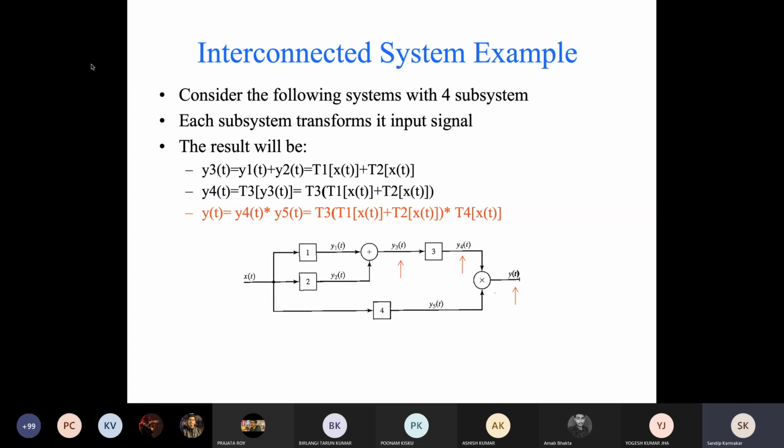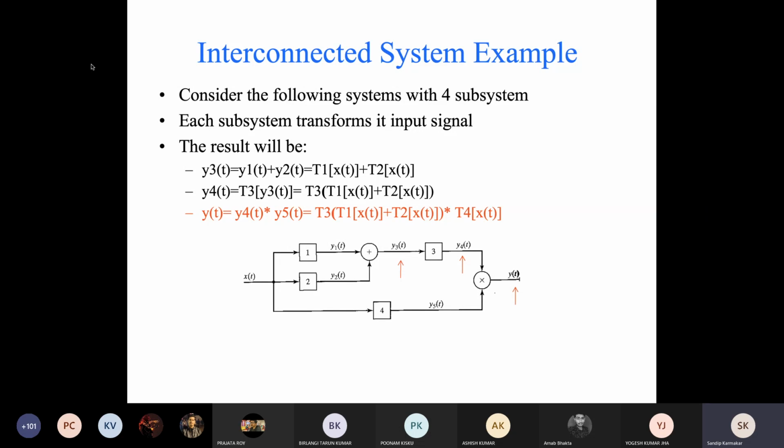Consider the following interconnected system with 4 subsystems. Each subsystem transforms its input signal. y3 will be equal to y1 plus y2, and y4 will be equal to T3 times y3, that is equal to T3 times T1 x(t) plus T2 x(t), and y(t) equal to y4(t) times y5(t).